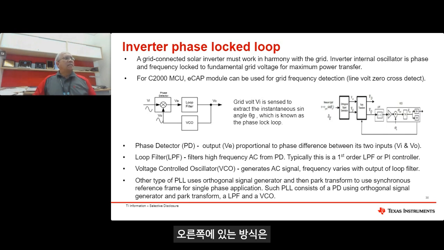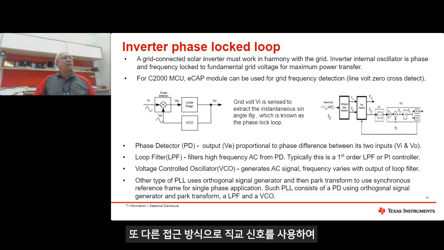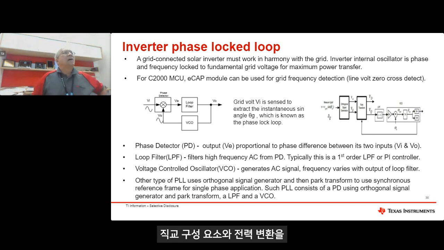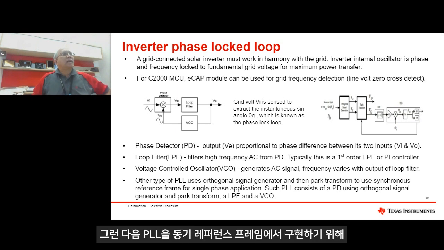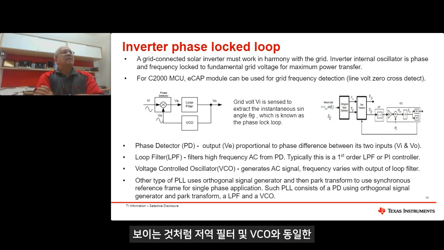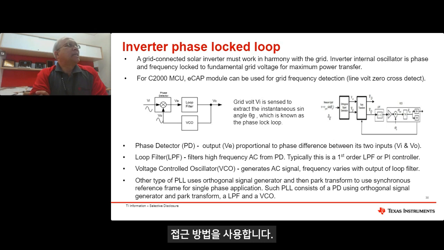And on the right side is another approach, where orthogonal signals are used to generate the alpha beta components, and then the power transform, and then the PLL is implemented in the synchronous reference frame using the same approach, the low pass filter and the VCO there, as you can see. So two different approaches are shown.